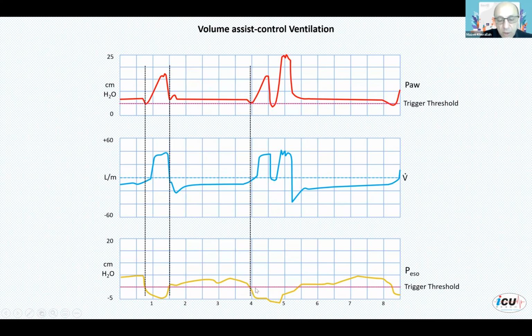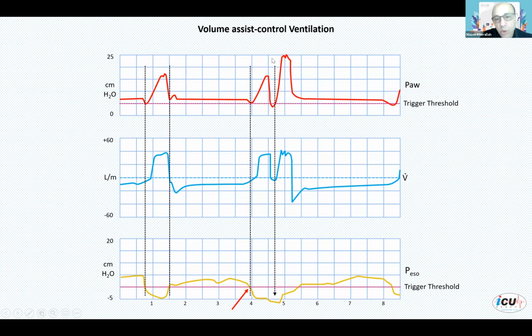You can see how we reach the trigger threshold here, and on the pressure over time scalar that triggered the ventilator to generate a breath. And that breath is a volume controlled breath, square wave flow waveform. Now take a look at the esophageal pressure. You will see that the patient continues to drop that pressure in negative territory.